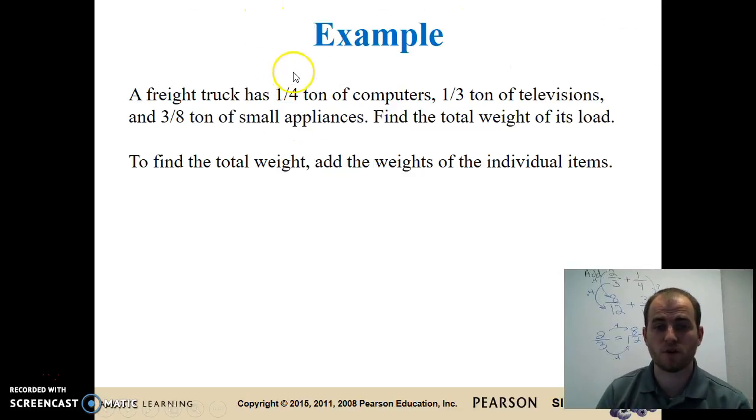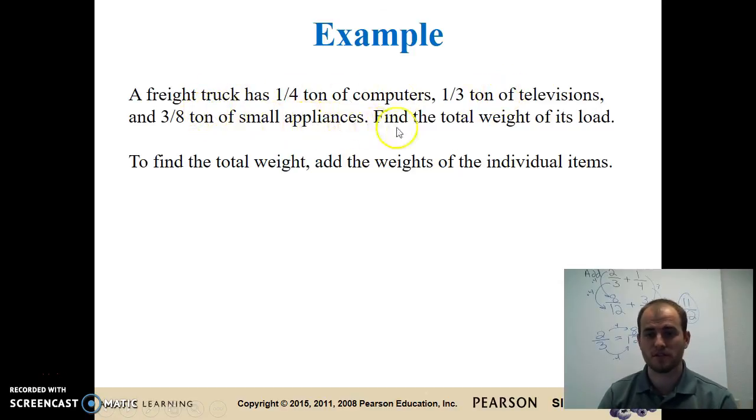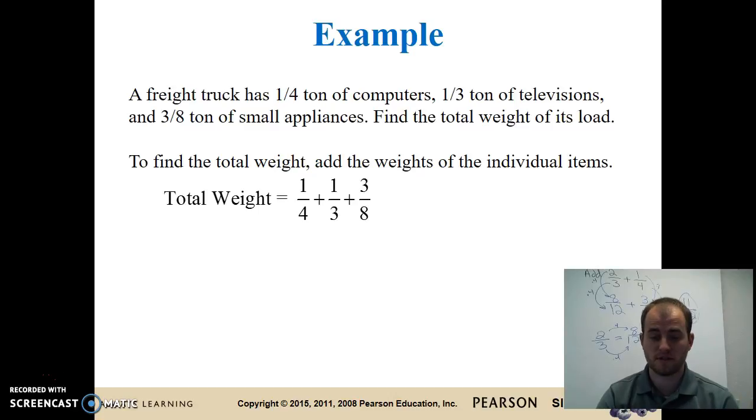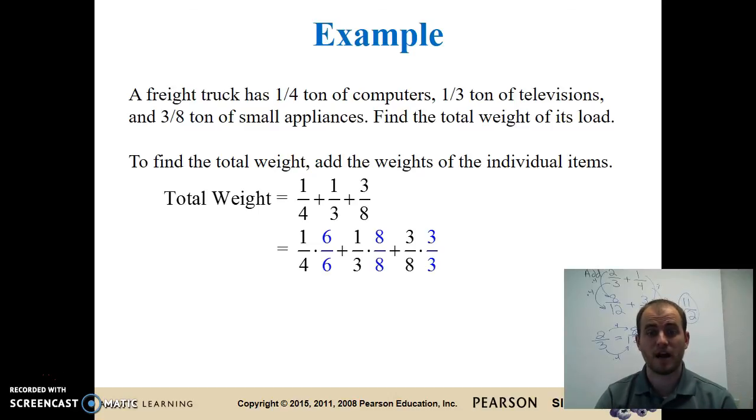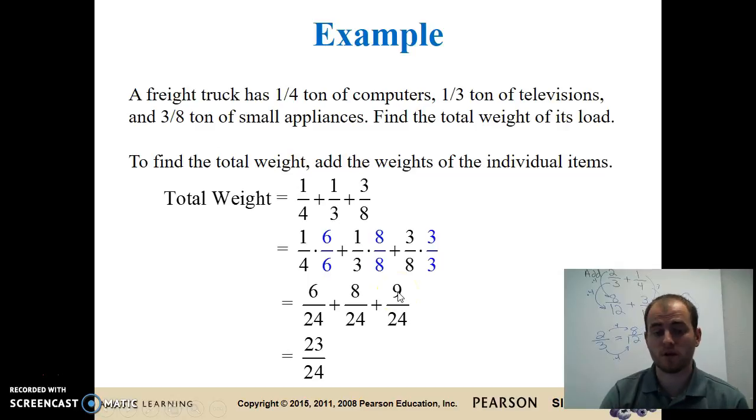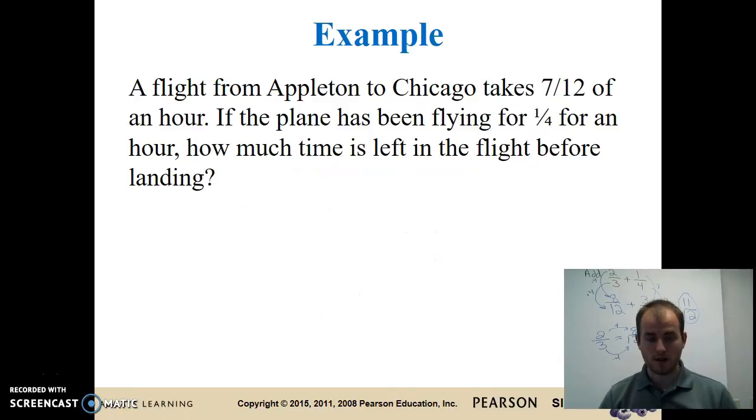A freight truck has 1/4 ton of computers, 1/3 ton of televisions, and 3/8 of a ton of small appliances. Find the total weight. To find the total, remember, that means add them together. So we'd have to add those 3 fractions together. To add, remember, we have to have a common denominator, which would be 24. So the first one you multiply by 6. The second one you multiply by 8, and the third one you multiply by 3. 3 times 3 would give you 9. Now you can add them together, and it'd be 23/24 of a ton.